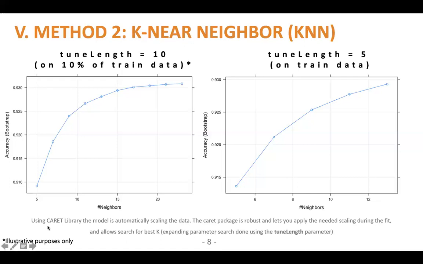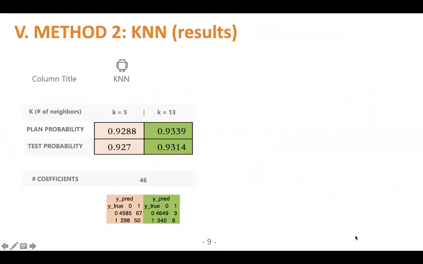So we use the Caret library again, and that is automatically scaling the data. So the KNN results, as you can see, with a K of 5, you're getting about 50 positives that are accurate. There's 67 that are not accurate, that the algorithm says are positive. When you're using K13, yes, you're getting a much higher probability for both train and test, but that translates to only 8 emails. So again, this might provide a very low number of results. And the number of coefficients is 46.